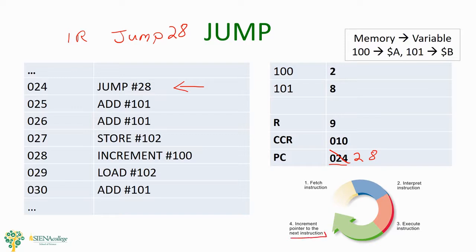Now, up till now we've said we always increment the pointer to the next instruction. We only do that if we didn't change the program counter previously. The jump 28 says change the program counter to 28. So since we've already changed the program counter, we will leave it at 28 and not increment it any further.